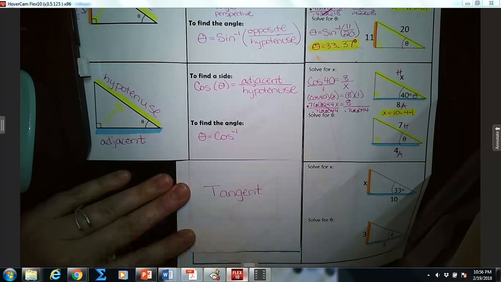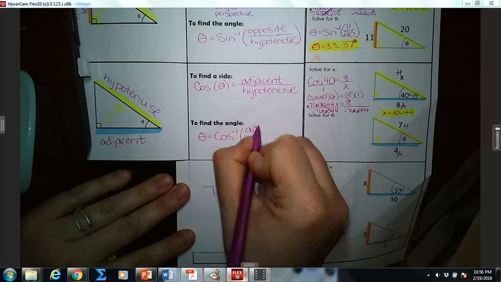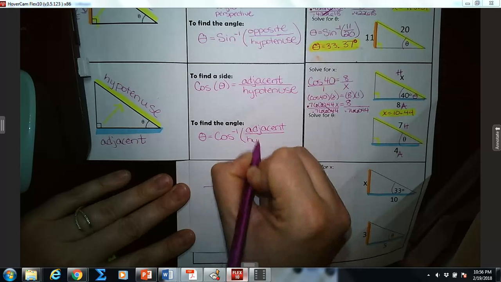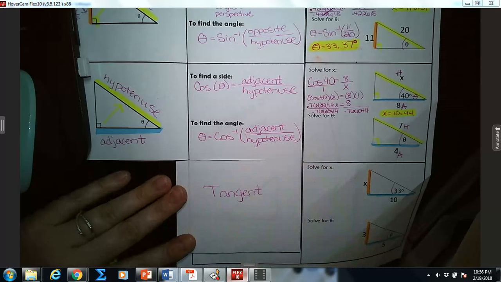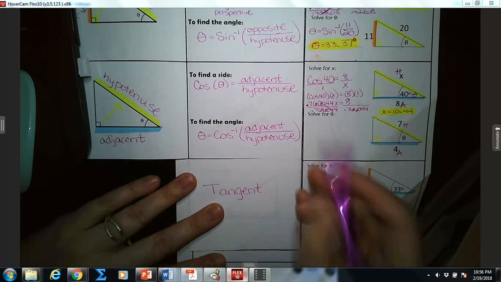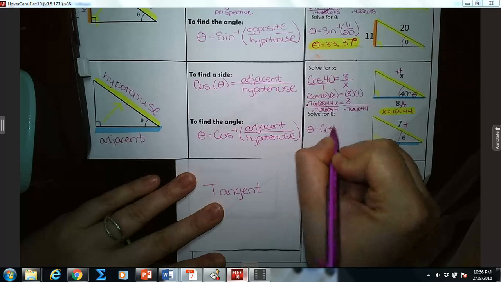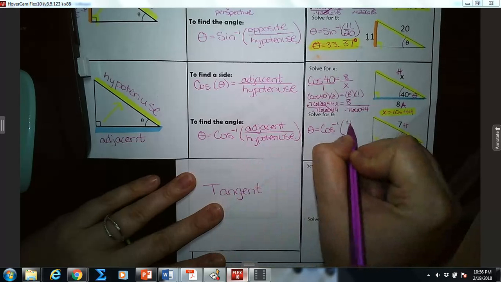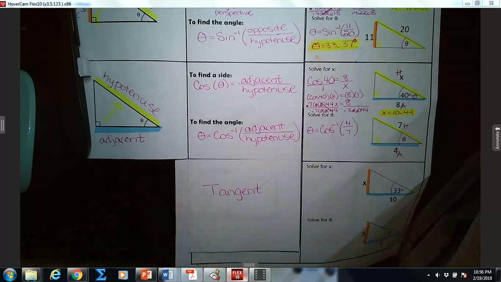So I need the inverse cosine of the adjacent side over the hypotenuse. Adjacent over hypotenuse. So what will that look like for this problem? The angle value, theta, is equal to cosine's inverse of the adjacent value, which is 4, over the hypotenuse value, which is 7. 4 over 7.